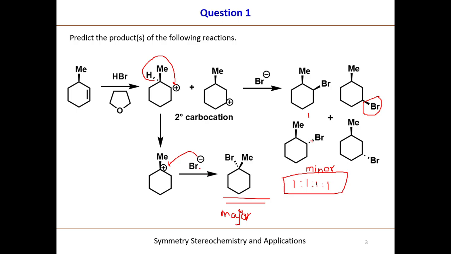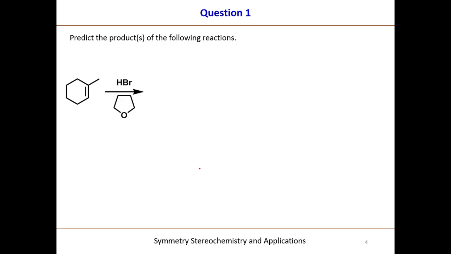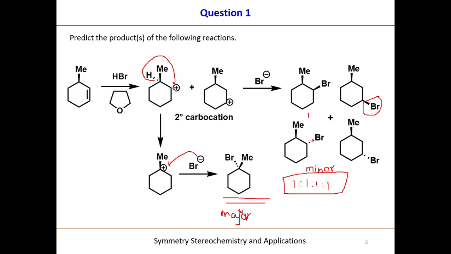Now let's talk about the second one. Yeah, this is the second question. So again the same reaction, but the only difference is that here we have the methyl group at the double bond position, and in the previous case it was present at the alpha position. So this is the same reaction, but only the methyl group position is changed here. You can see here, right?